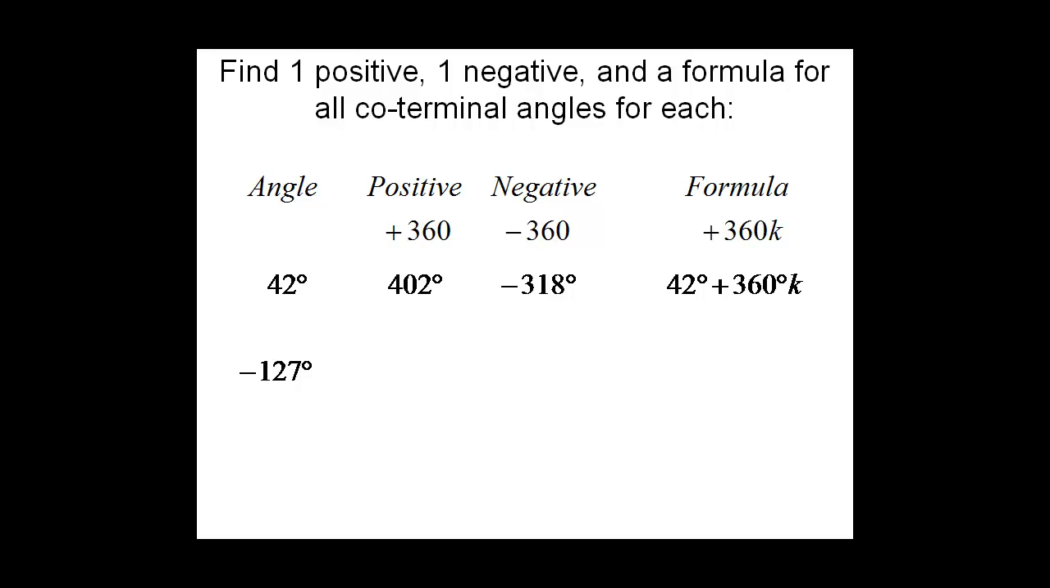And again, the k is an integer, 1 or 2 or 3 times around, negative 1, negative 2, number of times around a circle. Okay, negative 127, if you add 360 to get a positive number, you should get 233, and if you subtract 360, you should get negative 487. And again, for the formula, you take your angle and add 360k to it, and that gives you negative 127 plus 360k. So we have coterminal angles, we have angles on a circle, and then we have the distance formula, and that is section 1.2.